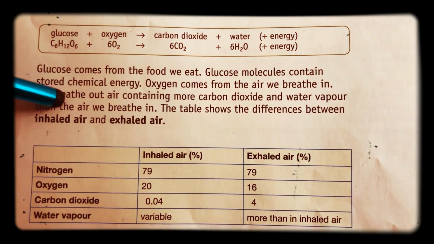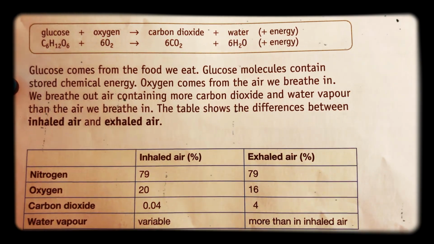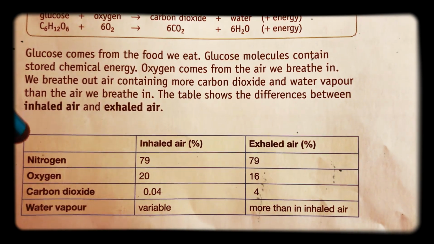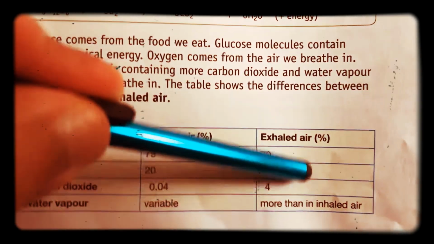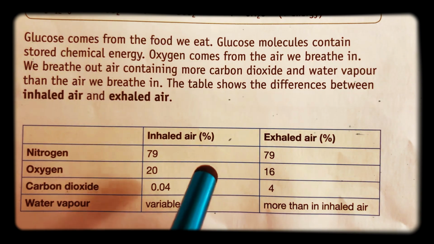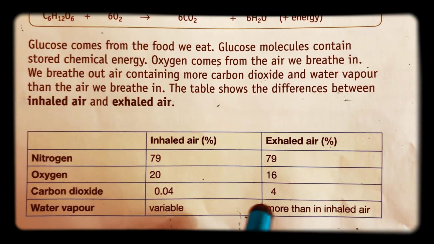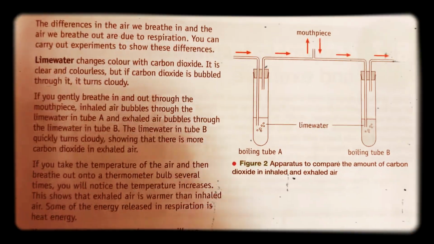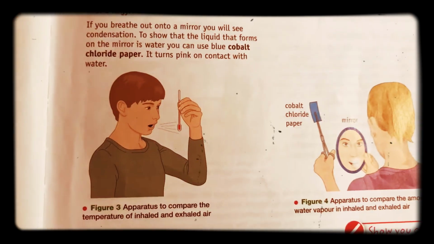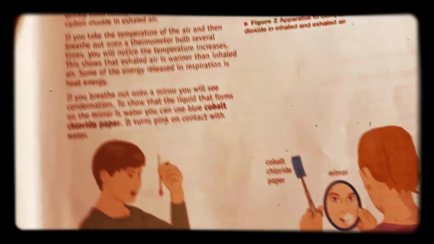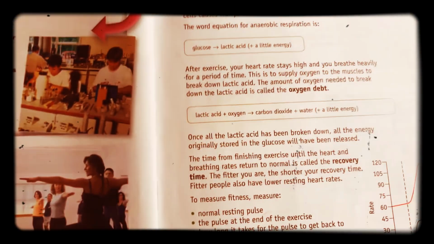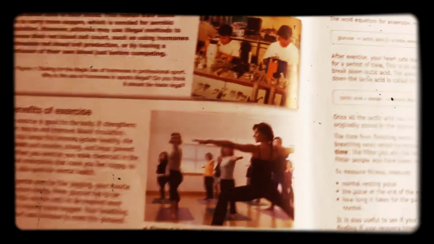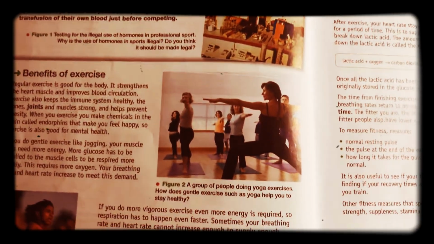Those glucose molecules contain stored chemical energy. The oxygen comes from the air that we breathe in. We talked about that already. Now, make sure that you know the differences between inhaled air, the air that we breathe in, and exhaled air, the air that we breathe out. The oxygen levels are going down, the carbon dioxide is going up, the water vapor is going up. We did the experiments in the labs. We did the lime water, the thermometers, and the cobalt chloride paper. I asked you to do a homework on that, so it should be in your head. We also covered quite extensively aerobic respiration and exercise.